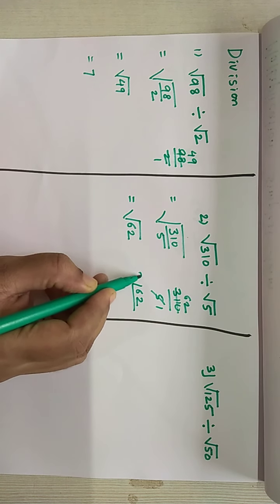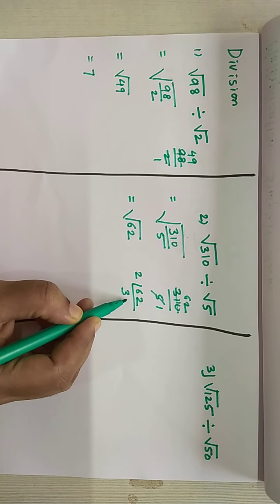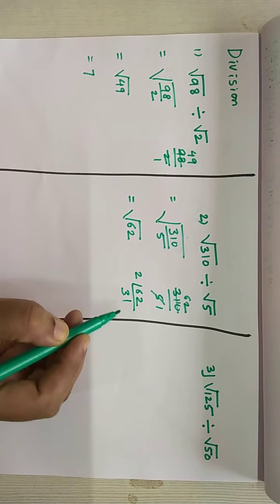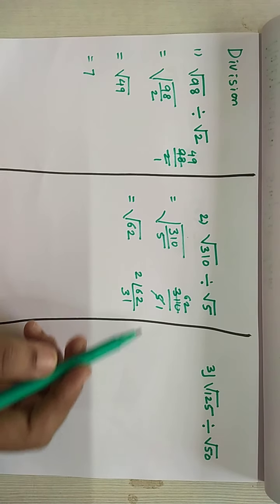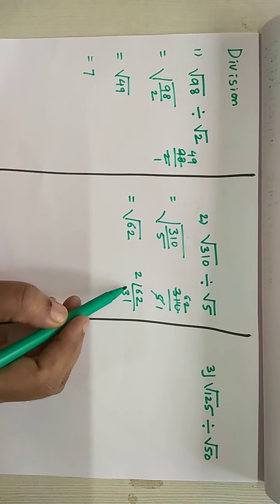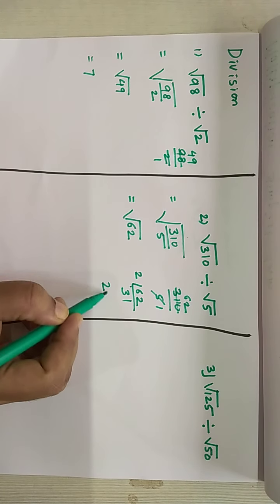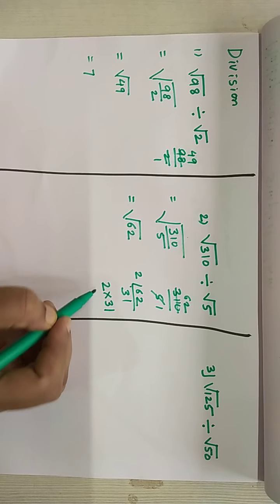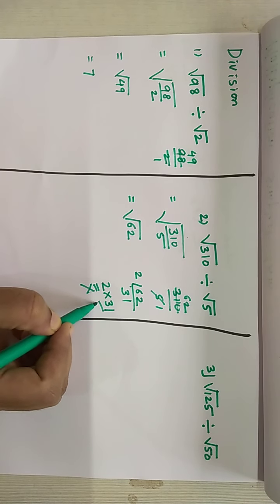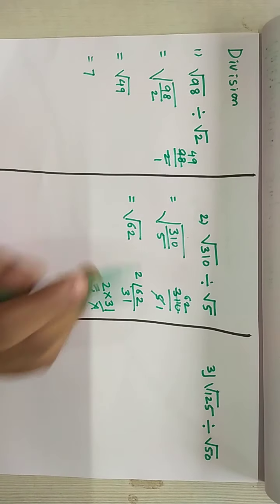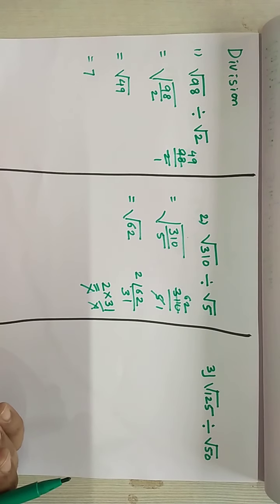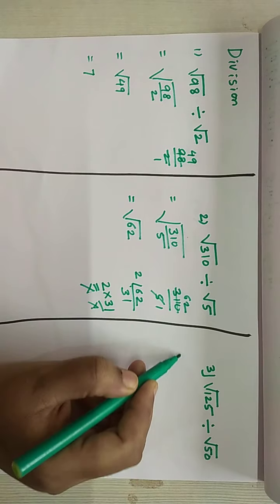62. 2 3s are 6, 2 1s are 2. Okay, 31 is a prime number. 31 doesn't go in any of the tables. So 62 can be written as 2 31s are. Neither 2 is a perfect square, nor 31 is a perfect square. So here no number will come out. 62 will remain as it is. Let's go for the next sum.